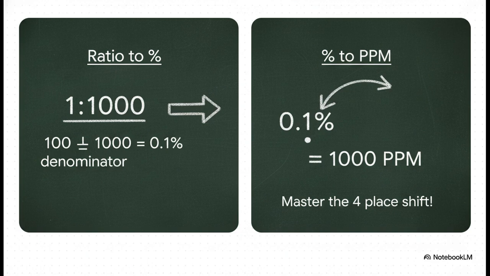When turning a ratio into a percentage, a 1 to 1,000 ratio simply means 100 divided by 1,000, which equals 0.1%. Now, to go from a percentage to parts per million, or ppm, you just move the decimal 4 places to the right, so 0.1% becomes 1,000 parts per million. Mastering that quick 4-place decimal shift is going to save you so much valuable time on the exam.